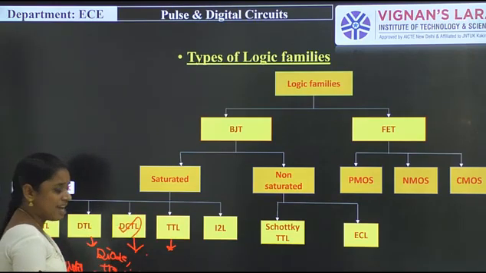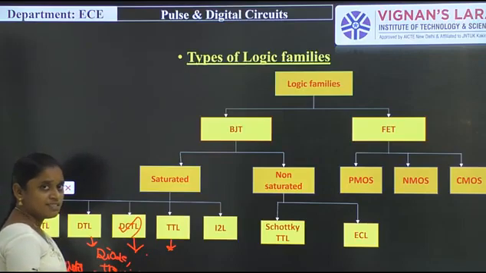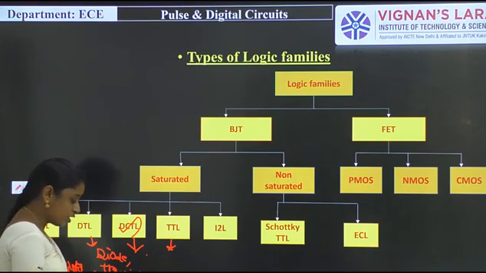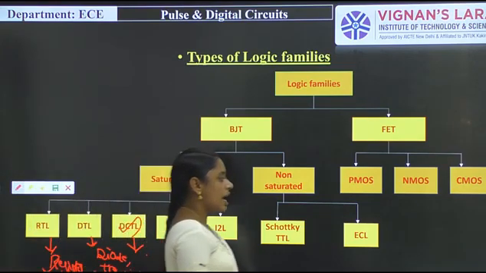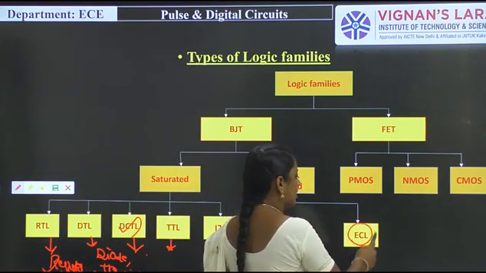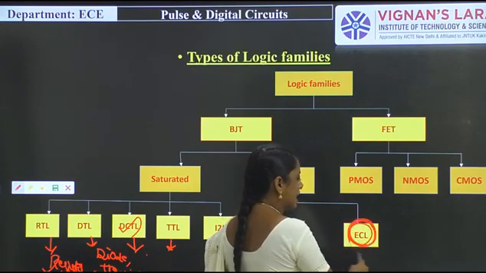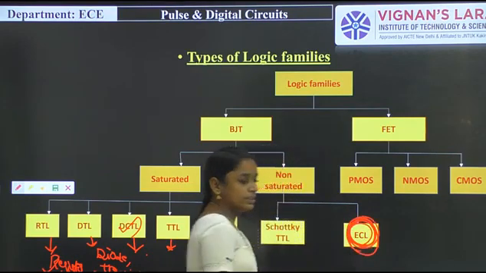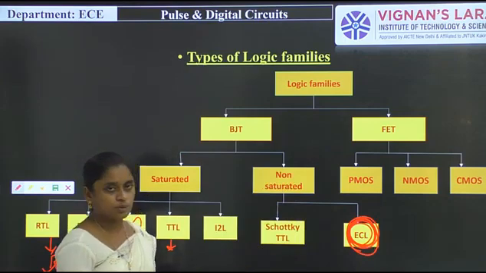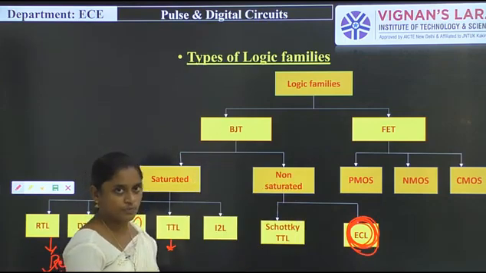diode as well as transistor which is connected in a direct manner, and TTL, that is transistor-transistor logic, and I2L, that is integrated injection logic. So here we use integrated IC technology, and the Schottky TTL is a type of TTL, here we use Schottky transistors. And the next one is the ECL logic, that is emitter coupled logic. This is a negative logic. So by using this we have to design the logic family.